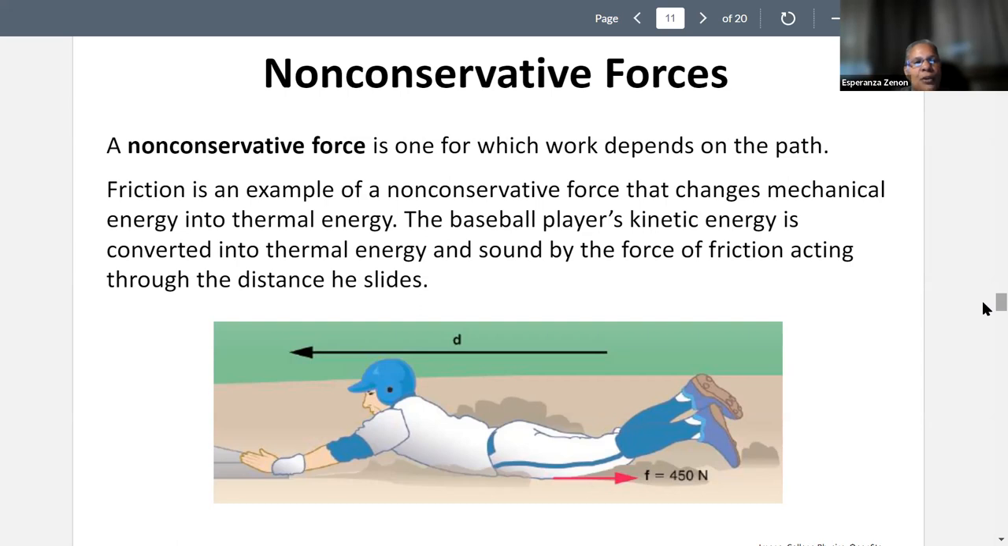Or if you're doing the simple experiment of rubbing your hands together, right? When you do that, you feel heat. Well, it matters how many times you move your hand. The more times you move your hands, the more heat you can generate, right? So it's path dependent when you're dealing with these dissipated forces like friction, for example, okay?